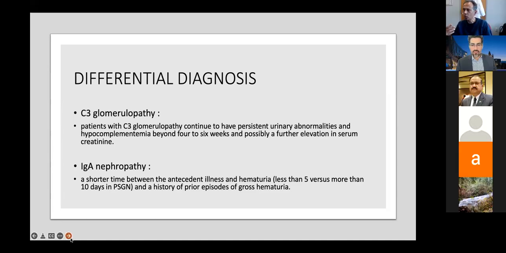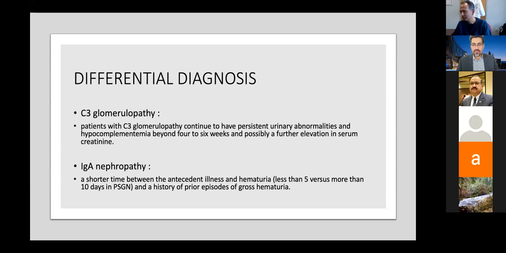If you go by biopsy, in light microscopy you will not see the cell infiltration you see in post-infection, like neutrophils and monocytes. And you will see a dense deposit on immunofluorescence of C3, with very little, sometimes no immunoglobulin, IgG, or even IgA deposit.